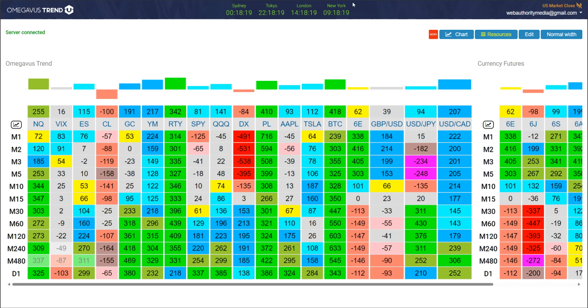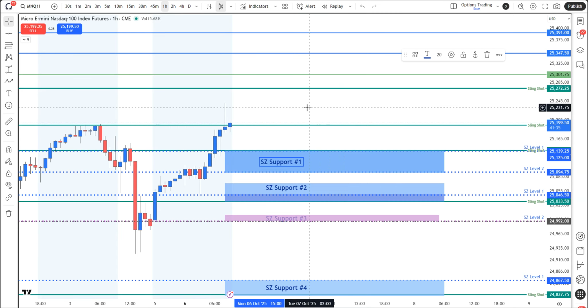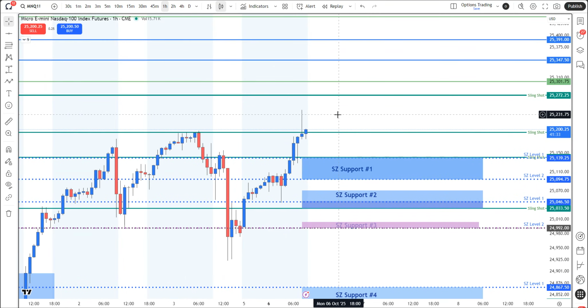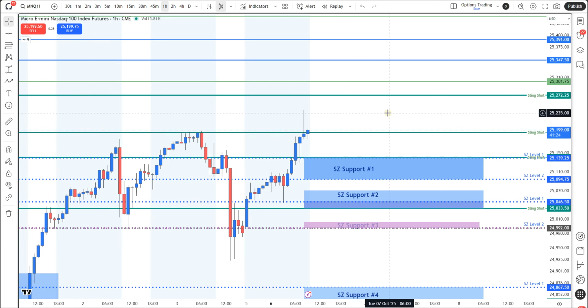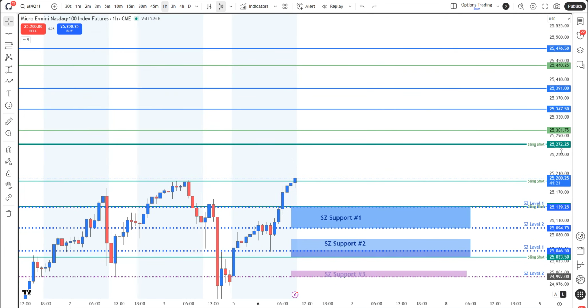There is no volume based on reaction to a report or the FOMC or Fed speaking and so forth. So it's all about pure price action analysis and waiting accordingly. So my suggestion: wait patiently for the market to jump in, show you the way, and then you'll take it from there. Okay. Targets to the upside will be 25,272, 25,301, 25,347, 25,391, 25,440, 25,476.